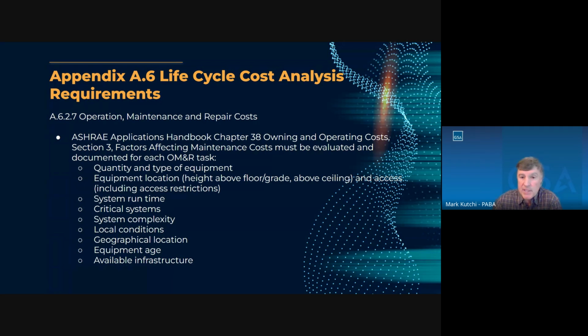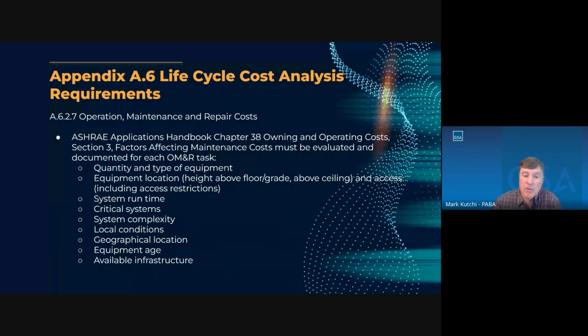The equipment location, height above the floor versus floor mounted equipment. Of course, if, for instance, HVAC equipment is located above the ceiling, you'll need ladders, you have to remove ceilings to get to it, versus HVAC equipment on the floor. So there's going to be a difference in maintenance cost there. This is a good example of where cost per unit floor area does not address this.